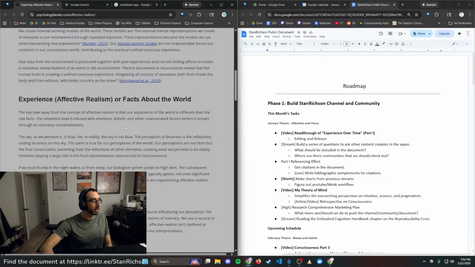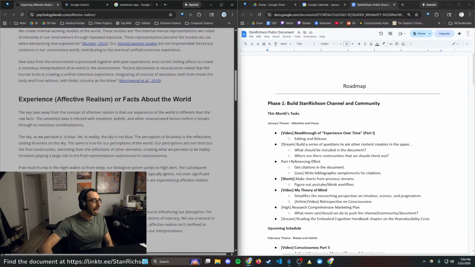But the untainted data is infused with emotions, beliefs, and other unassociated factors before it breaks through to conscious contemplations. The sky as we perceive it is blue, yet in reality the sky is not blue. The perception of blueness is the reflections casting blueness on the sky. The same is true for our perceptions of the world. Our perceptions are not facts, but the final construction, stemming from the reflections of other elements, creating what we perceive to be reality. Emotions play a large role in the final representation experienced in consciousness.